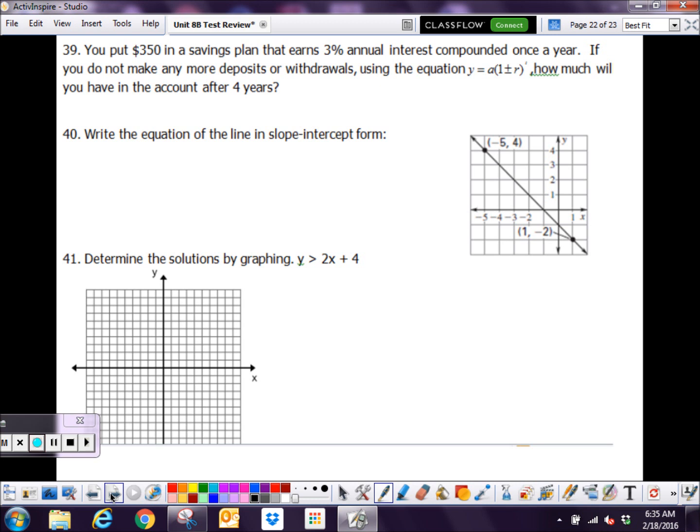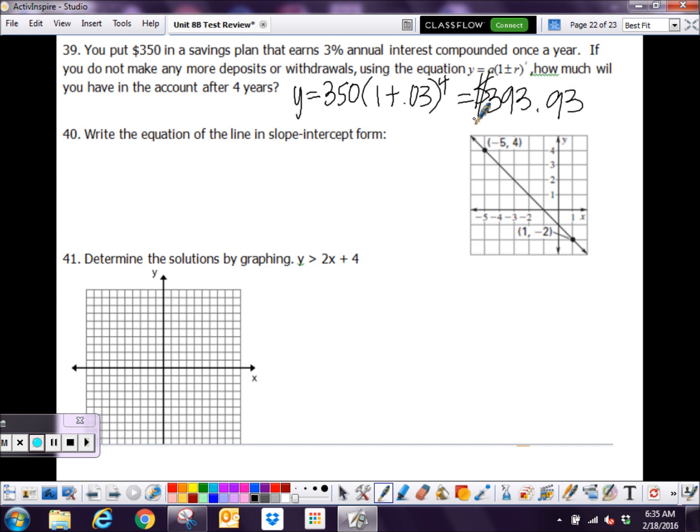All right, so it's giving us the equation. So I have y equals a, that's how much we're starting with, which is 350. 1, this is gaining money, so plus r, which is going to be 0.03 to the t power, which our time is 4. So I'm going to type that whole thing in my calculator. And that gets me about $393.93 if I round.